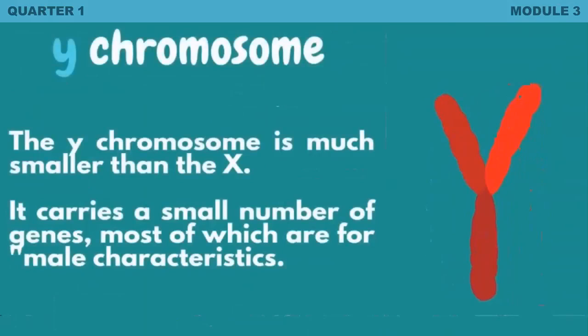The Y chromosome is much smaller than the X. It carries a small number of genes, most of which are for male characteristics. The Y chromosome contains a male-determining gene, called the SRY gene, that causes testes to form in the embryo and results in the development of external and internal male genitalia.